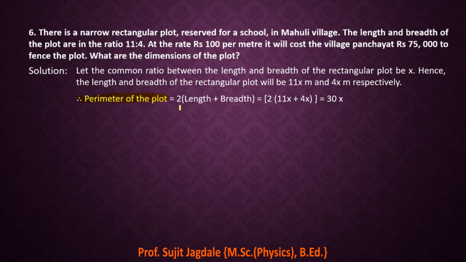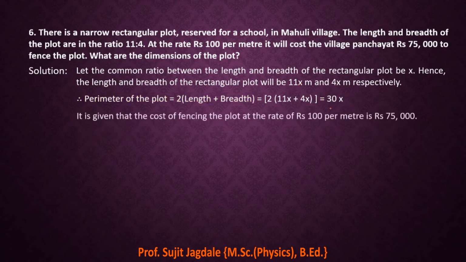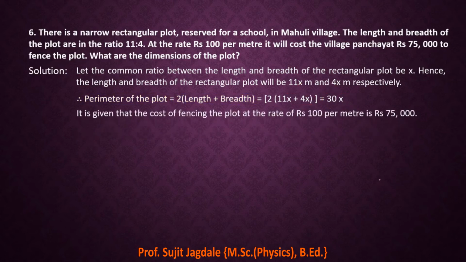So the perimeter of a rectangle can be calculated by length plus breadth into 2. That means you have to perform addition of length and breadth, and you have to just double it. So just put the value of length and breadth. Value of length is 11x and value of breadth is 4x. So 11x plus 4x will be 15x, and 15x into 2 will be 30x. So therefore the perimeter of the plot will be 30x.